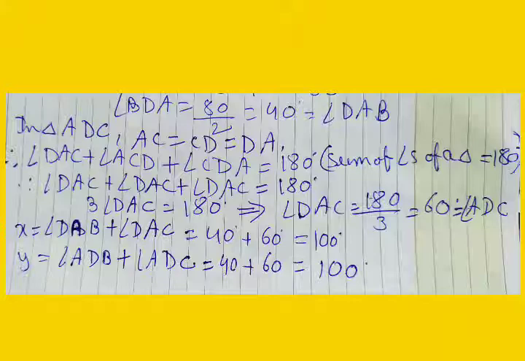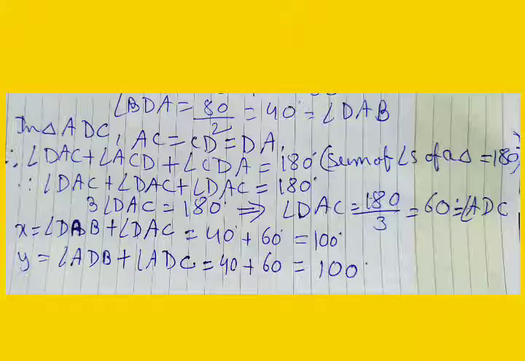Again in triangle ADC, AC is equal to CD is equal to DA, means this is an equilateral triangle. So DAC plus angle ACD plus CDA is equal to 180 degree. And you know, in an equilateral triangle all the sides are equal, and all the angles are also equal. So we can write DAC 3 times. So this will be equal to 180 degree, and so 3 DAC is equal to 180 degree, and so DAC is equal to 180 by 3 equal to 60 degree.